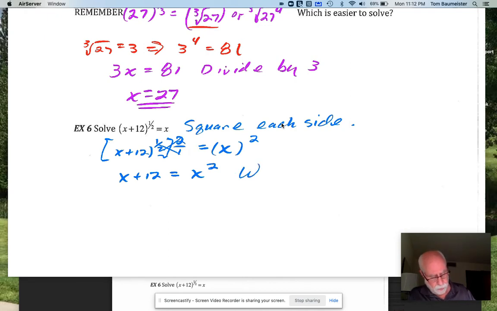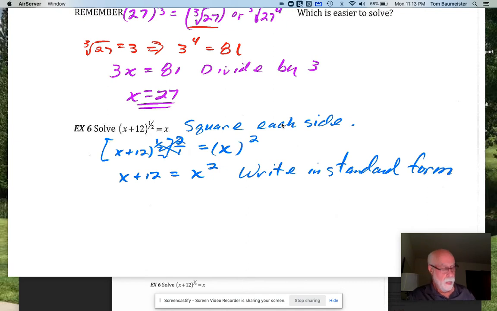So again, we're going to write this in standard form. And when I do that, again, think about it. I'm going to move that x over, so it's going to become negative. I'm going to move that 12 over, it's going to become negative. And then I'm going to set it equal to 0. And I kind of flipped it for you. So now we're going to factor that.